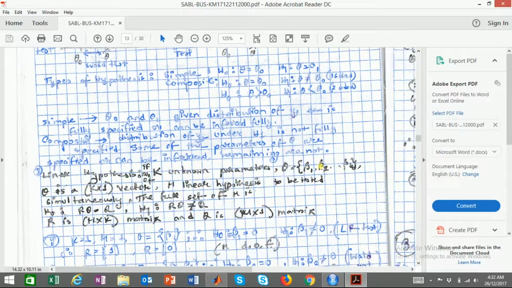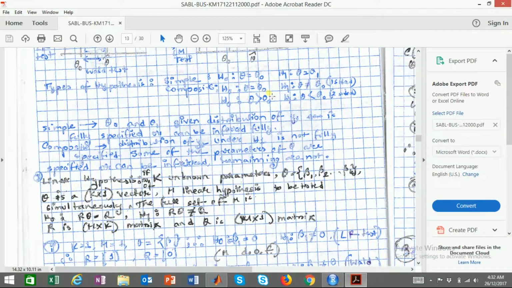So in that case, in a one-sided test, the null is theta equals theta naught. In the alternative, theta is greater than theta naught or less than theta naught in a two-sided test. Okay, so let's move on from here.